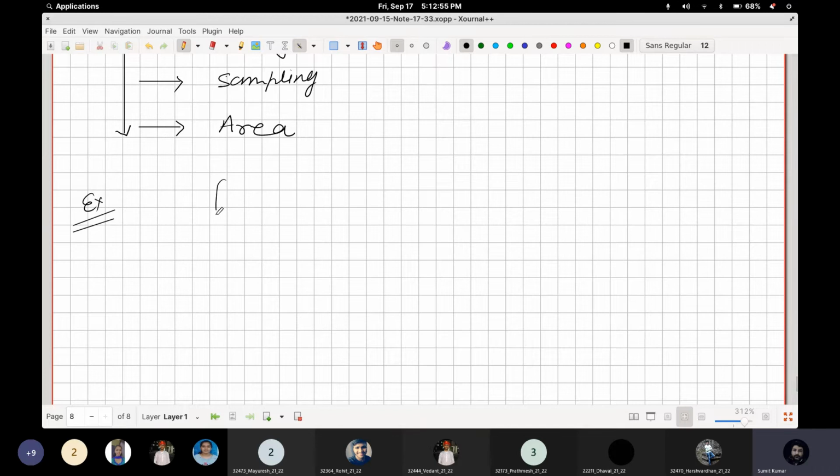So let's say you have to find out this value: the integral from minus infinity to plus infinity of sine of 2 pi t plus pi by 2 multiplied with delta of 2t minus pi by 3, sorry, let me just write 2t minus pi by 3, and then dt. What is this value going to be? Can somebody tell me?